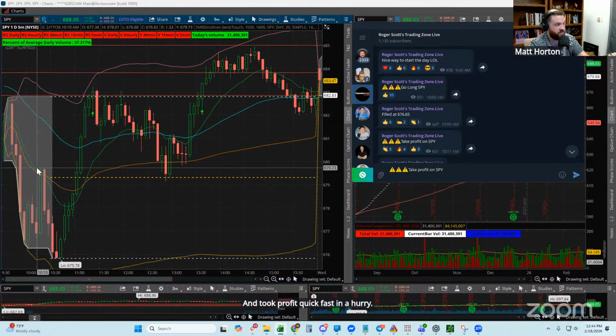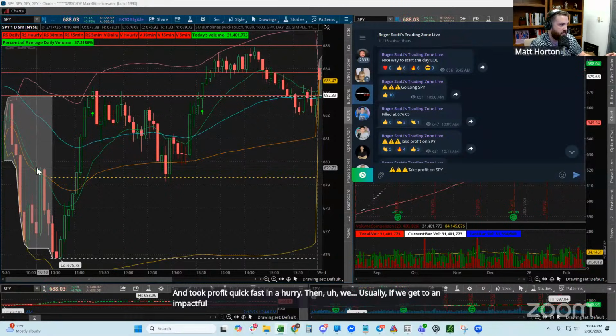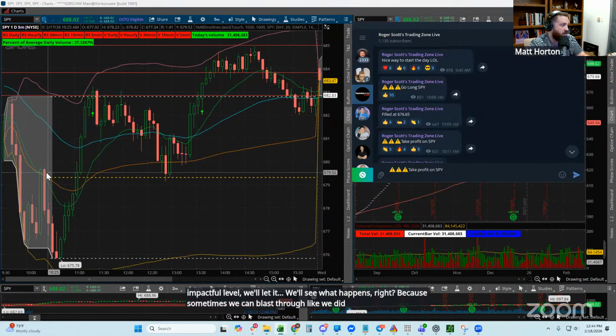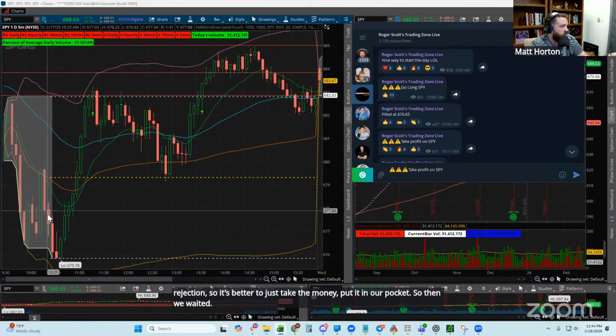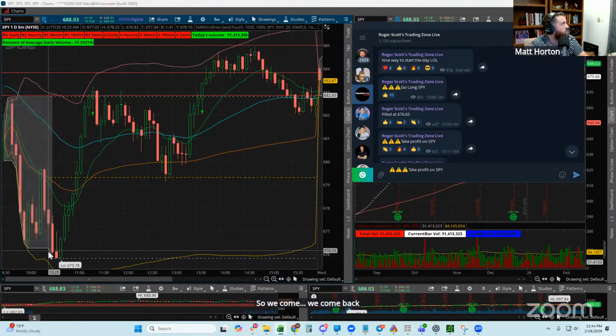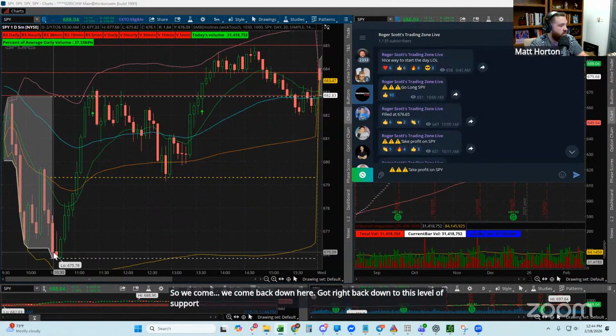Then usually, if we get to an impactful level, we'll see what happens, right? Because sometimes we can blast through like we did here, and sometimes we get a hard rejection. So it's better to just take the money, put it in our pocket. So then we waited. We saw we come back down here, got right back down to this level of support, and at 10:32 we took it.